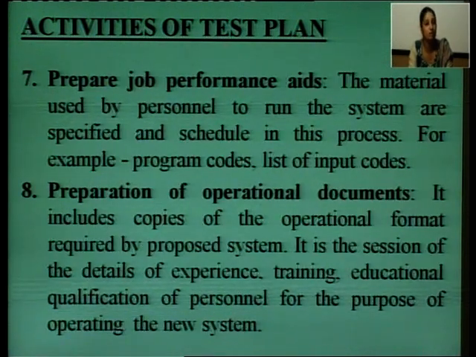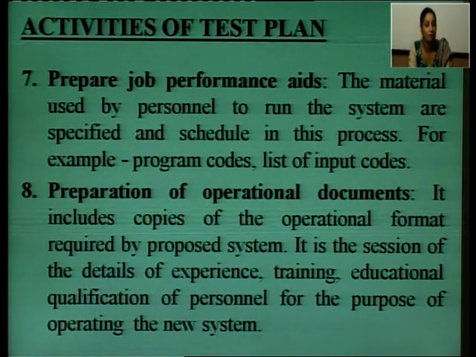Now, prepare job performance aid. The materials used by personnel to run the system are specified and scheduled in this process. All the software and hardware required by this project are decided here. For example, if there is a list of input codes or program codes we have to provide, all are satisfied in this phase of the planning.